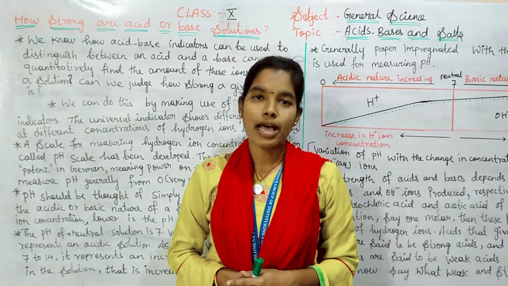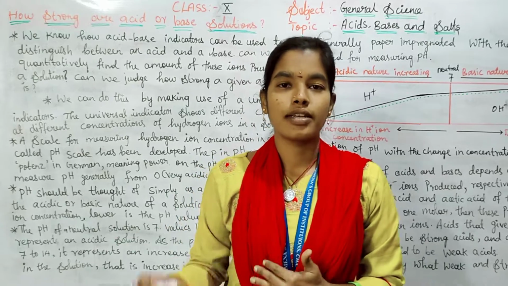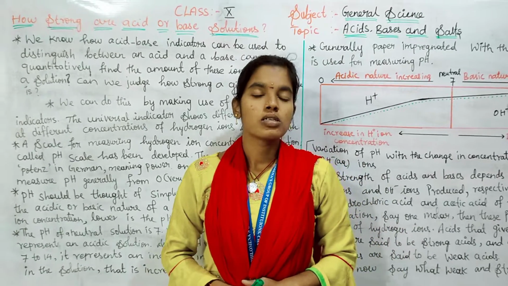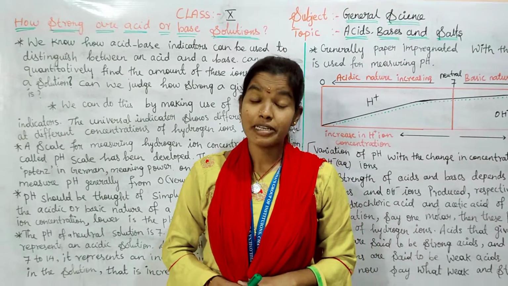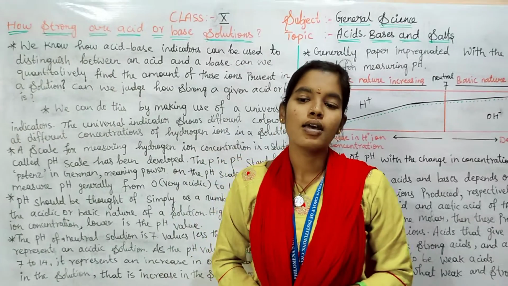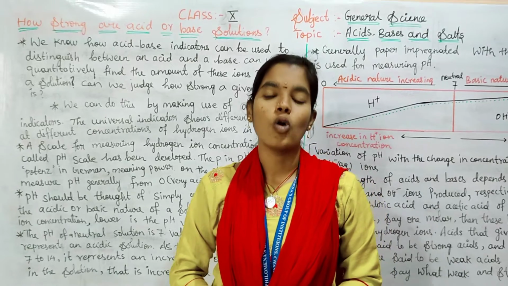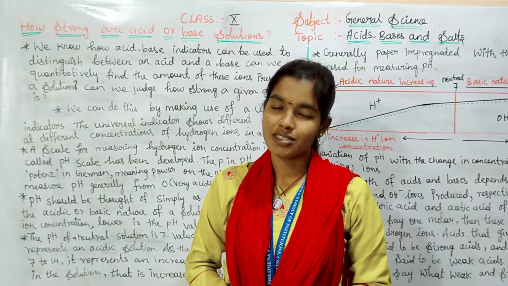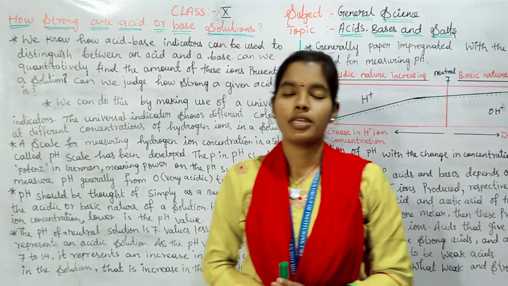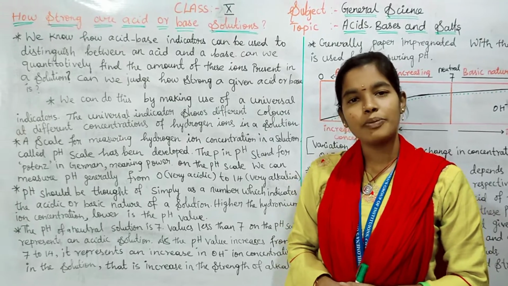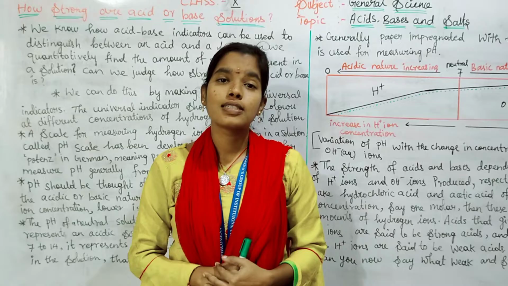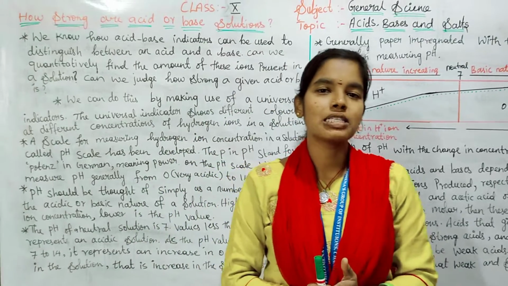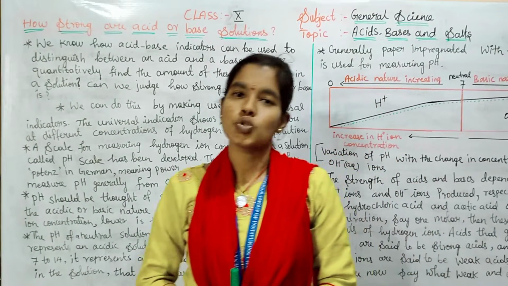Before that I will ask two questions related to the previous class. If you dip a piece of red litmus paper into an acid, what color will it turn? It will not turn any color. It will stay red, because red litmus paper stays red in the presence of acid.